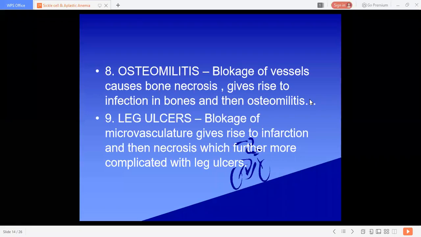The next and very important symptom related with sickle cell anemia is leg ulcers. Blockage of the macrovasculature gives rise to infarction and then necrosis, which is further complicated with leg ulcers.